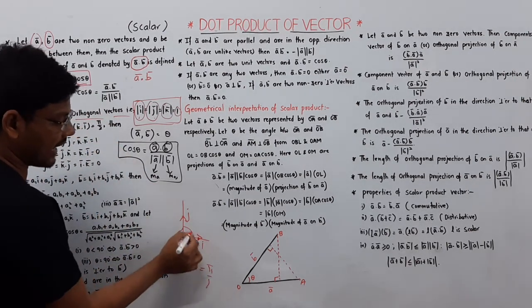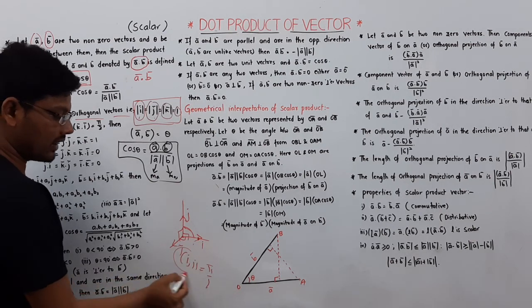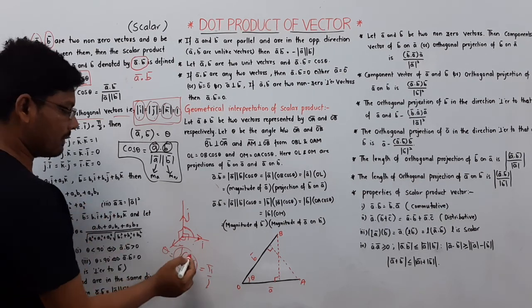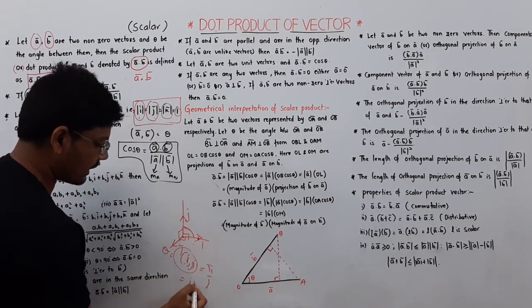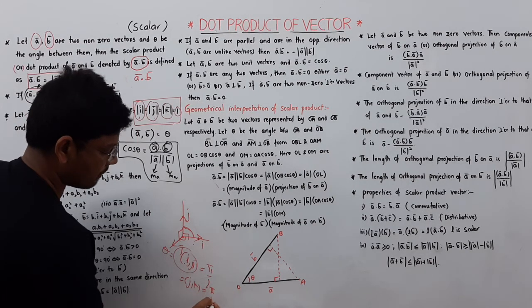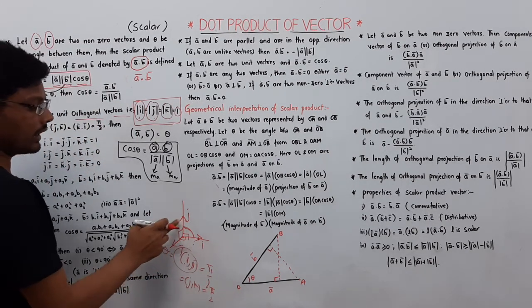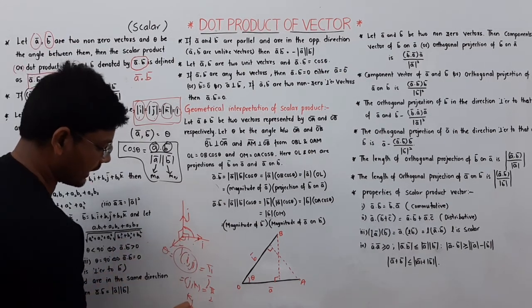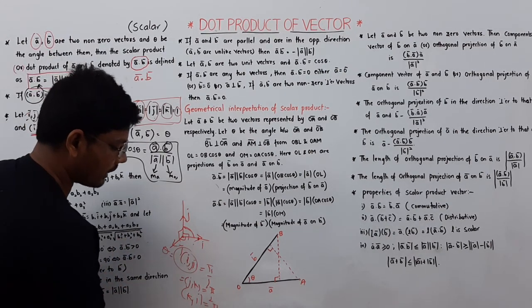This is 90 degrees, the angle between these two. The representation of this angle theta is equal to (i, j). Next, (j, k) is also pi by 2, that is nothing but the y axis and z axis. And (k, i) is also pi by 2.